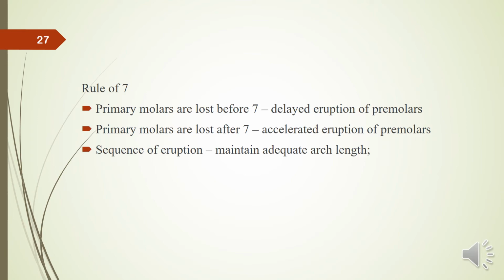There is another thing called the rule of 7. This rule says that if primary molars are lost before the age of 7, you will have a delayed eruption of the succedaneous premolars, and if the primary molars are lost after the age of 7, the premolars will have accelerated eruption.